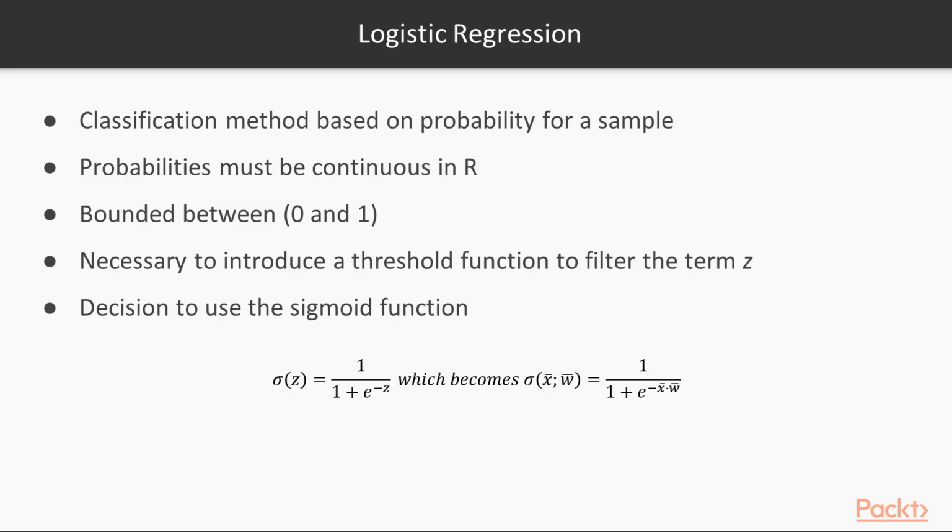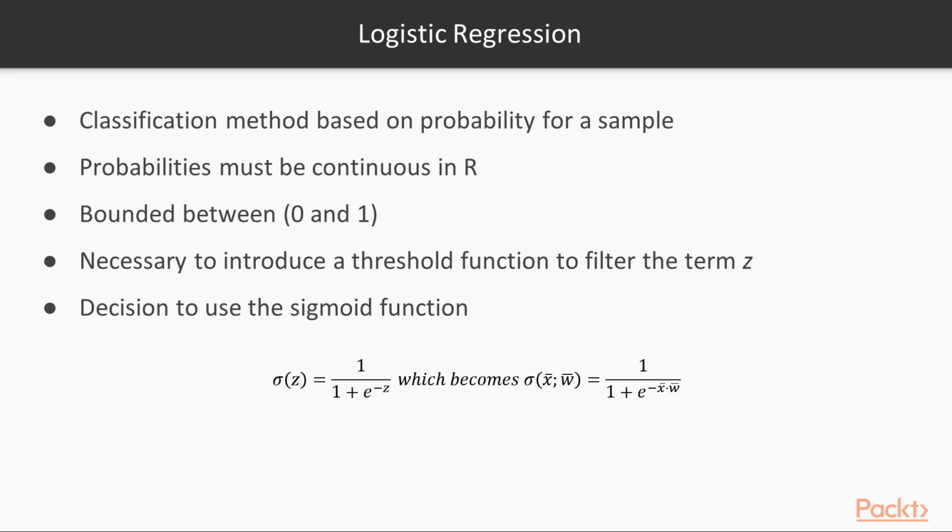Let's now look at logistic regression. Even if called regression, this is a classification method which is based on the probability for a sample to belong to a class. As our probabilities must be continuous in R and bounded between 0 and 1, it's necessary to introduce a threshold function to filter the term z. The name logistic comes from the decision to use the sigmoid or logistic function.